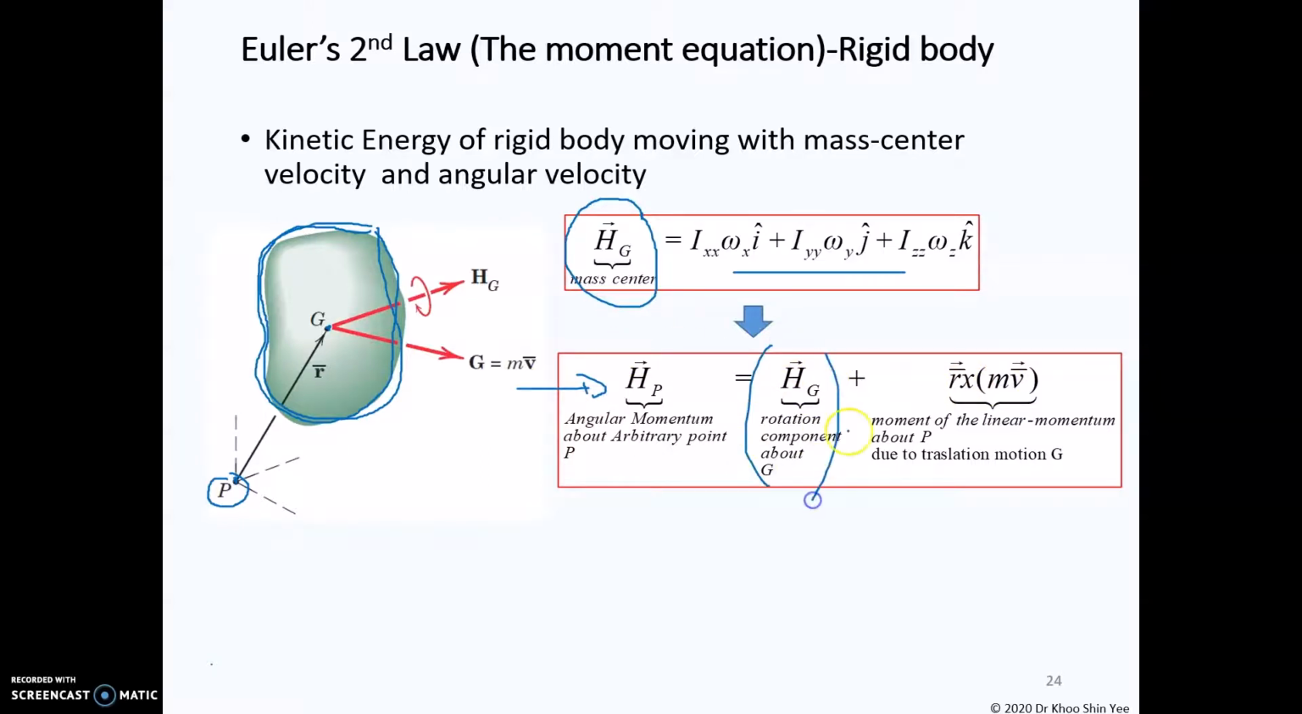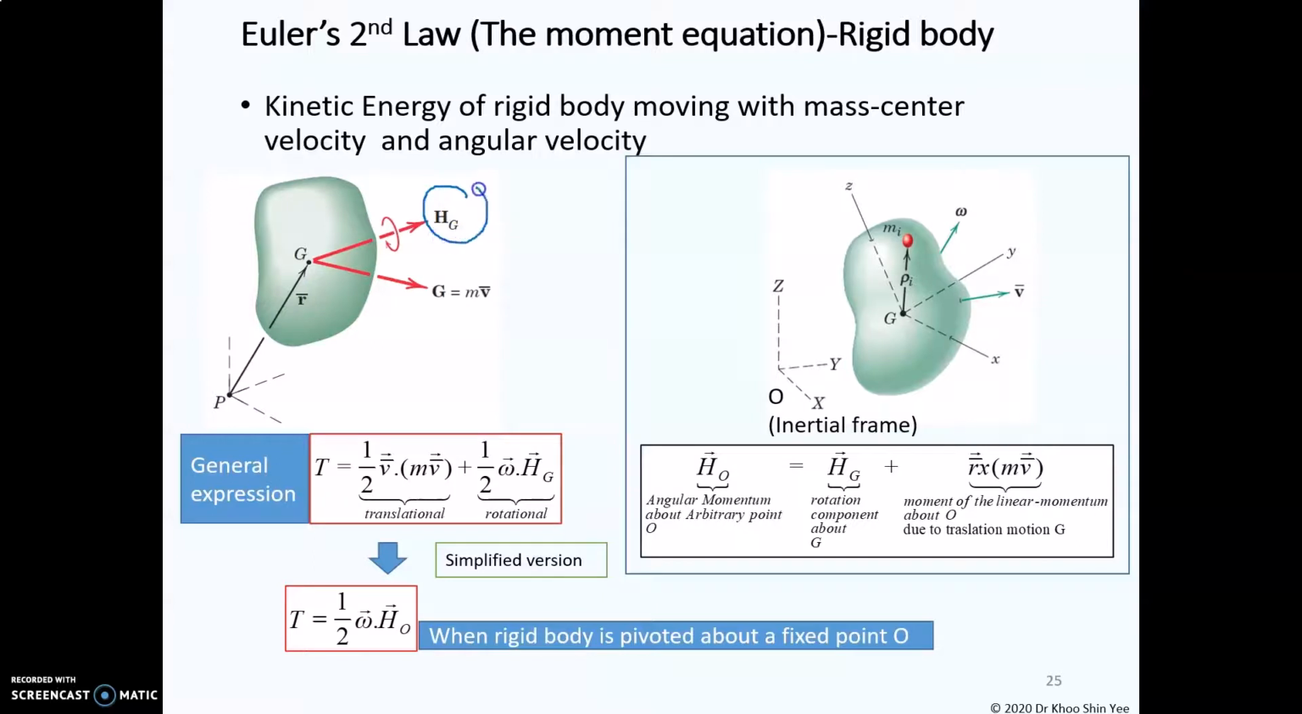Take the Hg. You should know that the mv is the linear momentum. R cross mv is the moment of linear momentum about the point P here. So this is due to the translational motion of G here with a velocity v. As long as the velocity here is 0, then this component will be cancelled, and your Hp will be equal to Hg. However, if the velocity at the center of mass is non-zero, then you have this component and you need to compute it. These two equations are very useful in the kinetic analysis of a rigid body. Please make sure you master it.